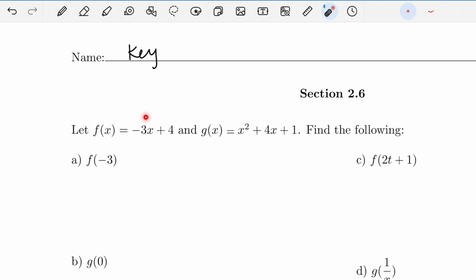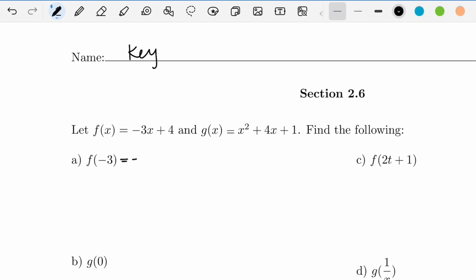So that means we want to figure out the value of this function when x is equal to -3. So we're going to plug that value of -3 into x here, and then we're just going to simplify. -3 times -3 gives us +9, and then adding 4 to that gives us 13.